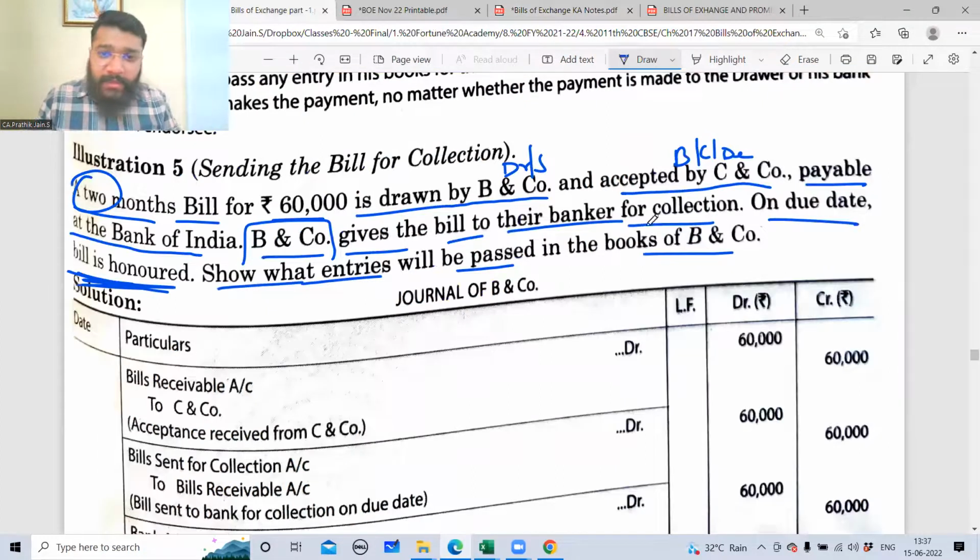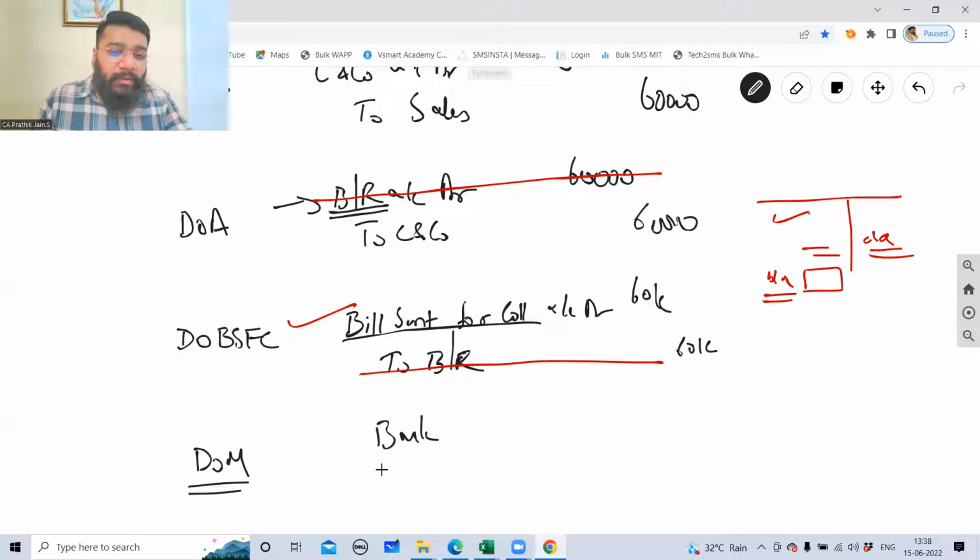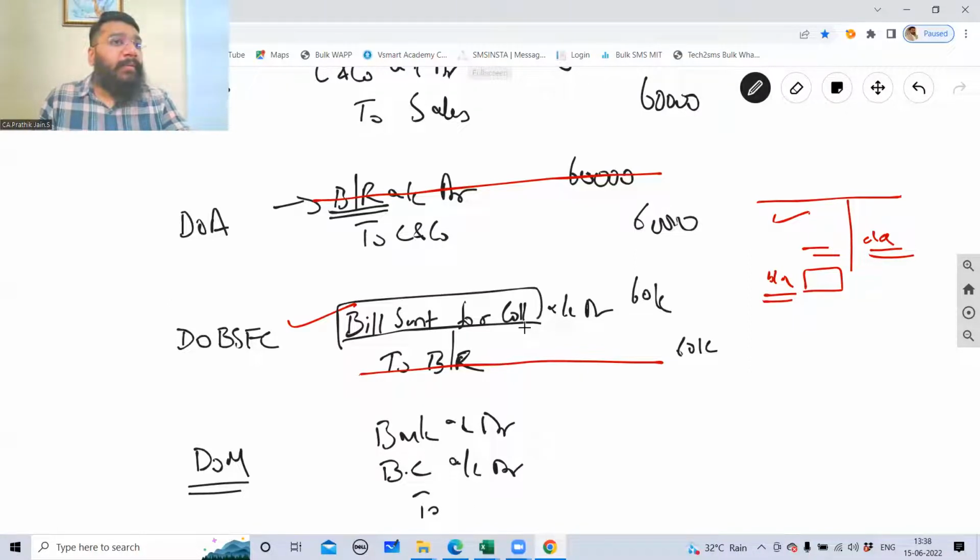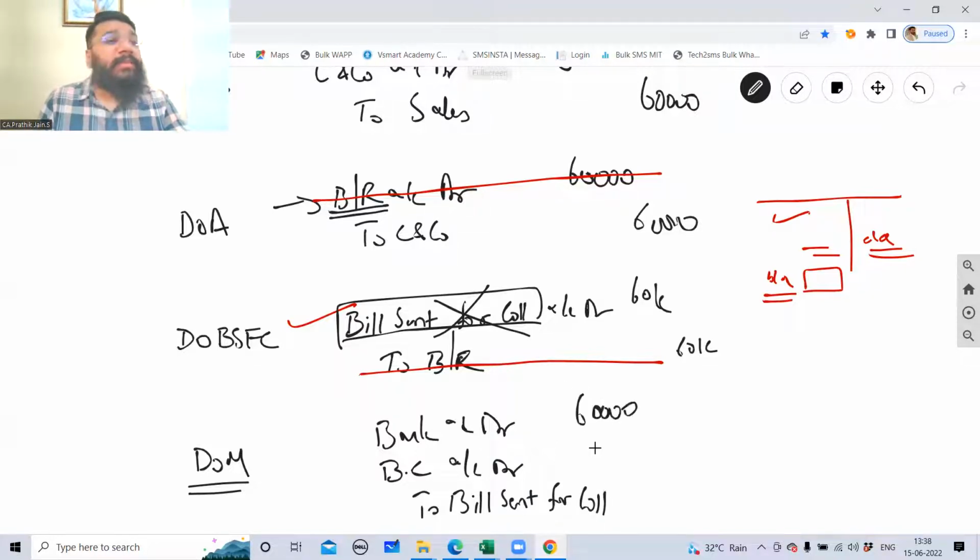For this, has any service charge been given here? In this question, there is no service charge by the bank, but usually the service charge will come. In case a service charge is coming, bank charges account debit, bank account debit. Second, this bill sent for collection is a debit. Now that the money has come, should I not close this? To close this debit, I need to give a credit. So to bills sent for collection, 60,000. Here the charges are 0.